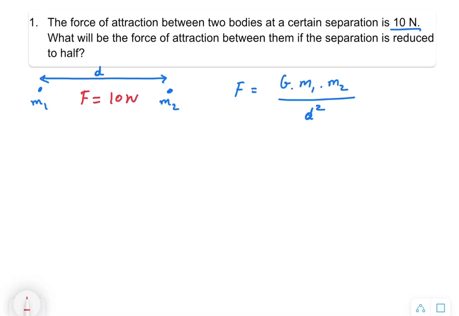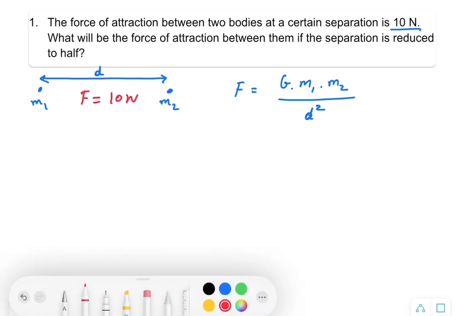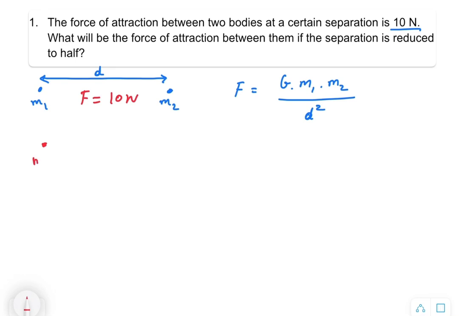Now the distance between them is reduced to half. Let us say the new distance is d dash. So m1 and this is m2. The distance has been reduced to half, so the new distance d dash will be equal to d divided by 2. F dash is what we need to find.